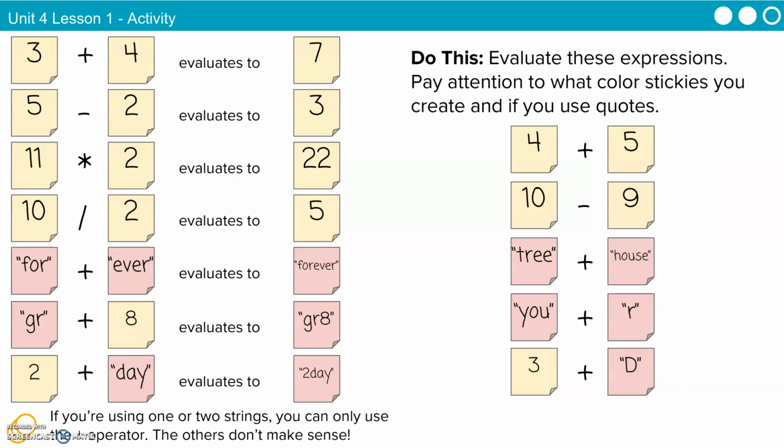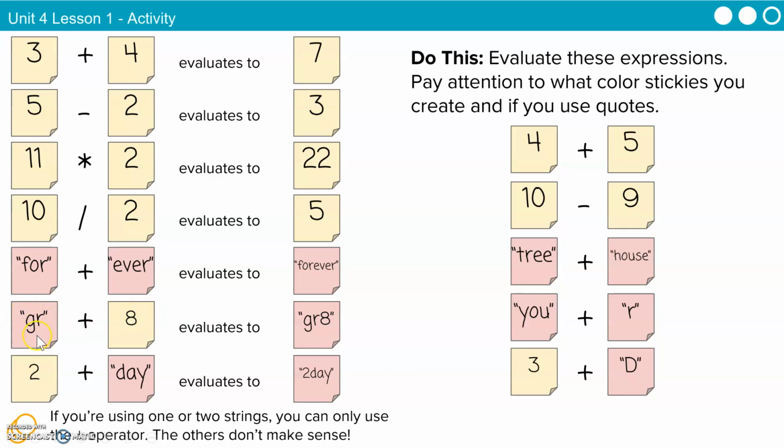So then let's look at what happens with other types of operations. If you look over here on the left-hand side, you're going to see we can add numbers together and it will evaluate. We can subtract, multiply, divide. But if we take two strings and we put them together like "for" plus "ever", that's going to evaluate to the word "forever". It puts everything in the string together with no space.